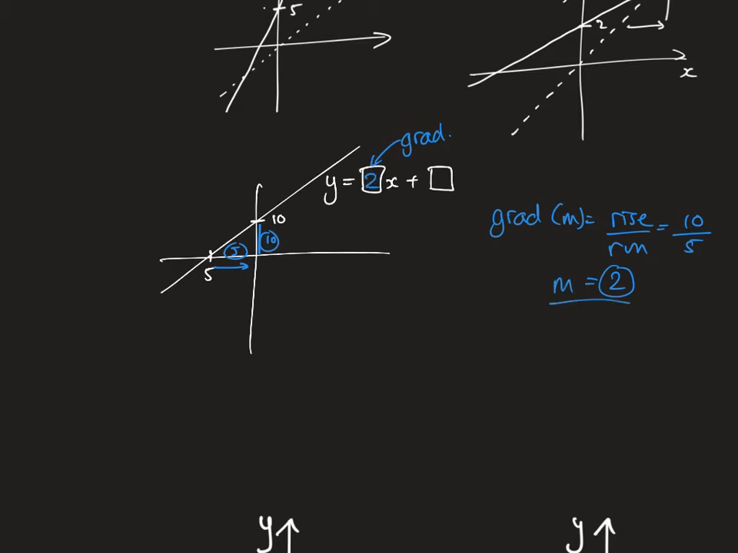So we can actually just pop that into there. And then it's fairly obvious. You can see that it's crossing the y-axis at 10. Okay, and that there is our y-intercept.